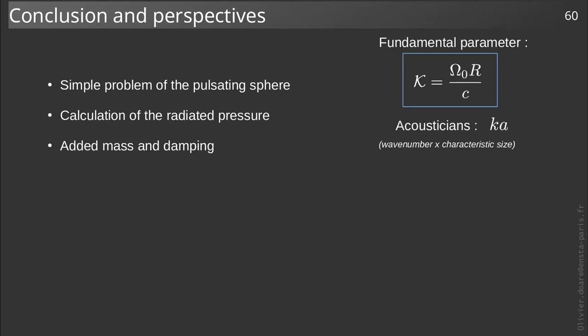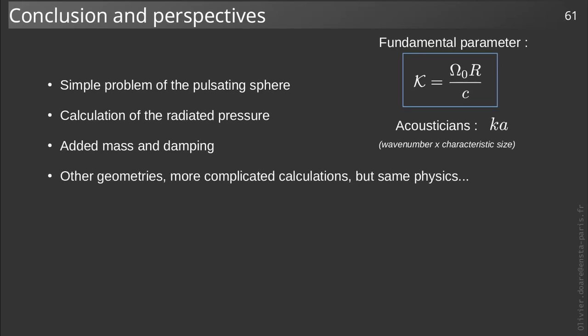For those who would like to make the link with the acoustics literature, this parameter can finally be seen as the product of the wave number and the characteristic size of the radiating source. It is often called Ka. We could now address the radiation of different sources, no longer having spherical symmetries. The calculation would be more complex.